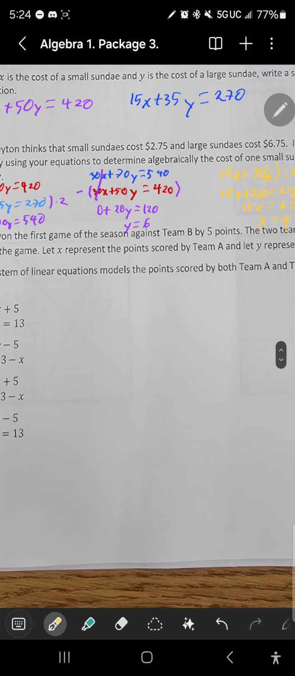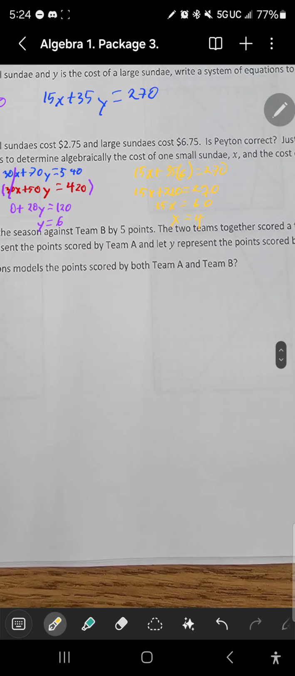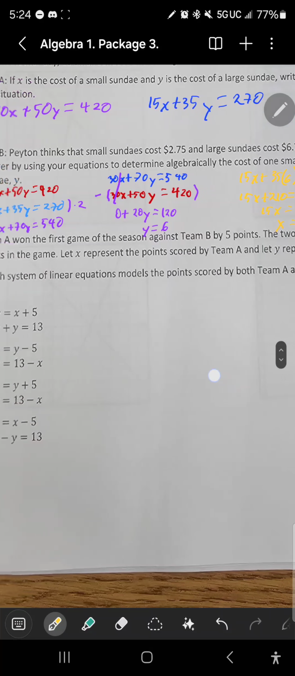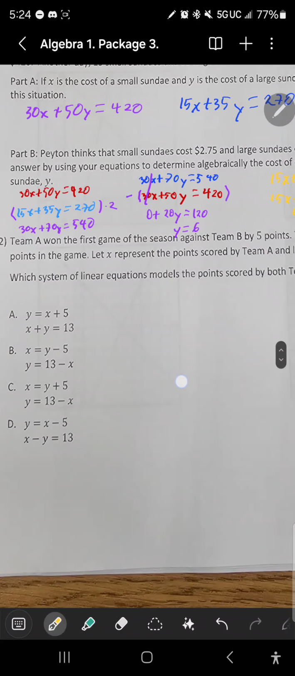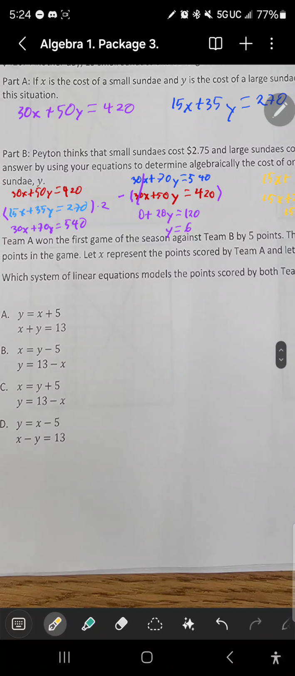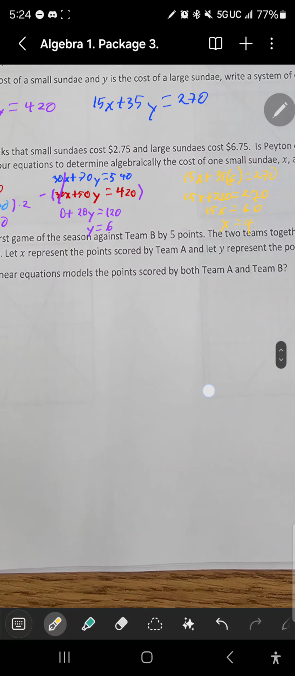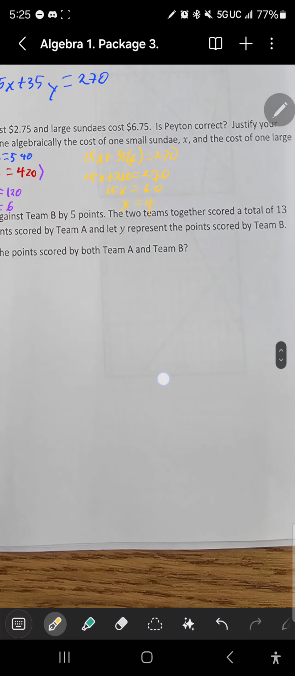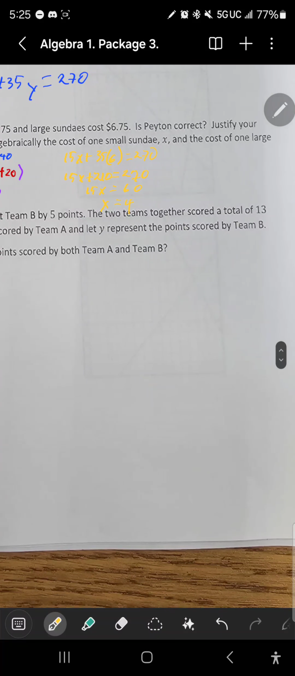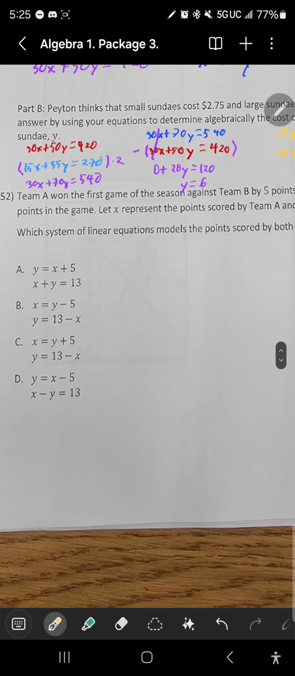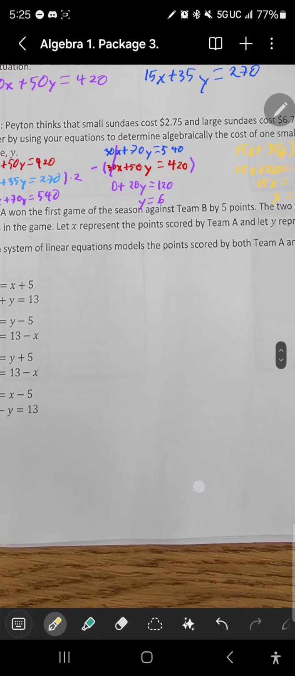52. Team A won the first game of the season against Team B by 5 points. The two teams together scored a total of 13 points in the game. Let X represent the points scored by Team A, and let Y represent the points scored by Team B. Which system of linear equations models the points scored by both?